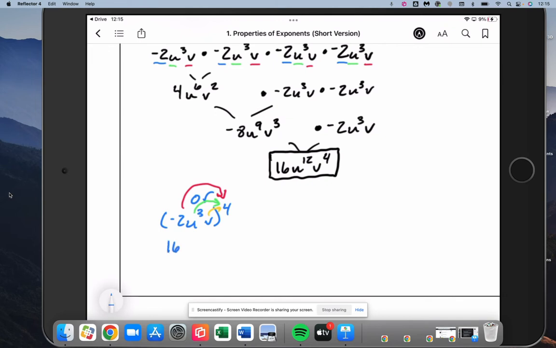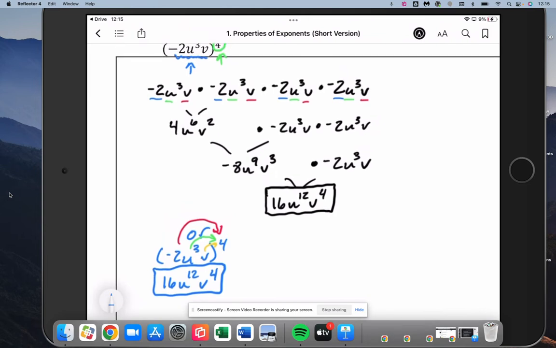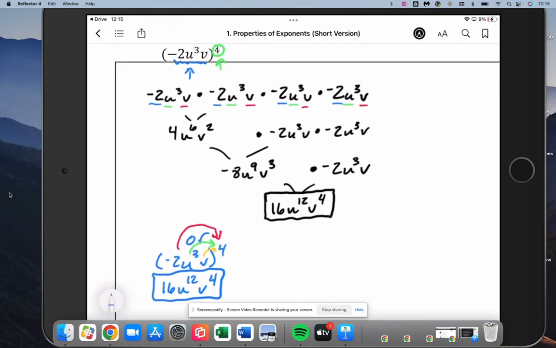U to the power of 3 to the power of 4, laws of exponents. When we raise a power to a power, we multiply exponents. So that's going to be u to the 12th. And v to the power of 1 to the power of 4, that's going to be 1 times 4 is v to the power of 4. So, 2 ways to get the exact same thing. Again, for me, the first one that I did is a little bit more expressive about what's really happening, but the shortcut, or kind of the magic trick, is also shown there below.